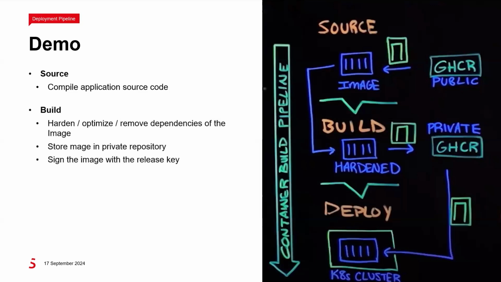The next step is where you are taking your container image, your Docker image, whatsoever, and hardening your image by removing certain dependencies and making analysis on this image. After the hardening, you are signing your image with a release key. Lastly, your pipeline is pulling the image from the repository, this time it's private, and deploying the container on a Kubernetes cluster.